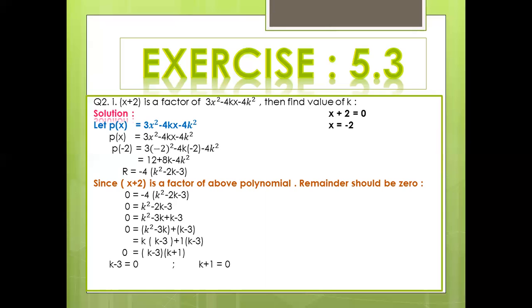Here you will calculate the value of k. K minus 3 is equal to 0, and also k plus 1 is equal to 0. K is equal to 3 and k is equal to minus 1. As in the question, values of k. So we have two values of k.